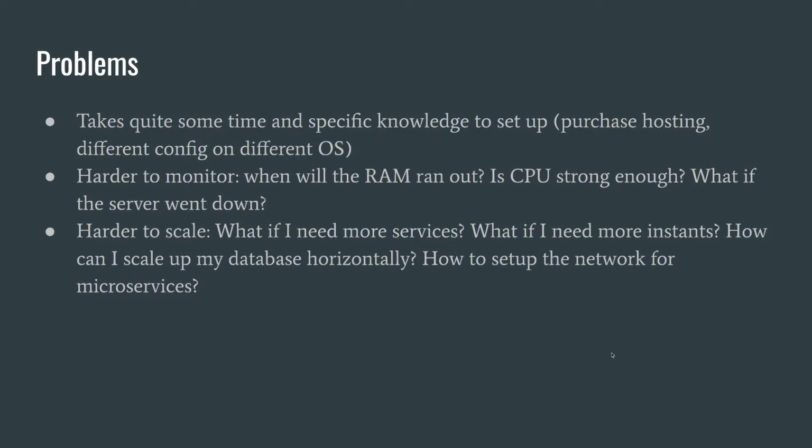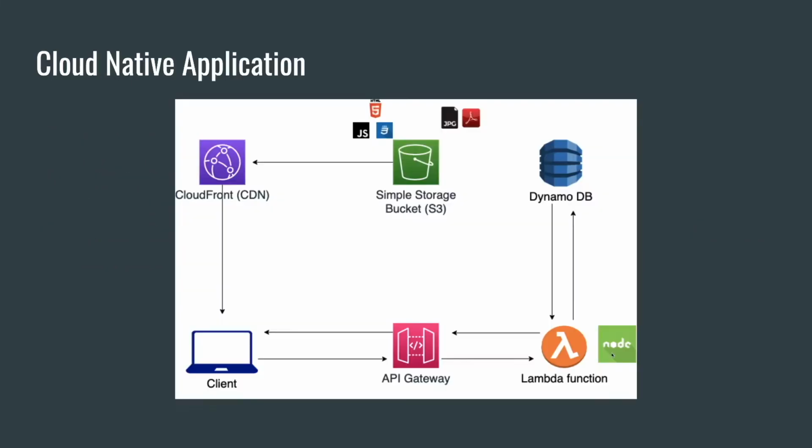All these kinds of problems will be solved by something called a cloud native application. A cloud native application simply means the same system, but all of the components inside it are provided and managed by a cloud provider. In this course, I use AWS. For example, for CDN, I have CloudFront. For the static files, I store them in Simple Storage Service, S3. For the gateway, I use API Gateway.